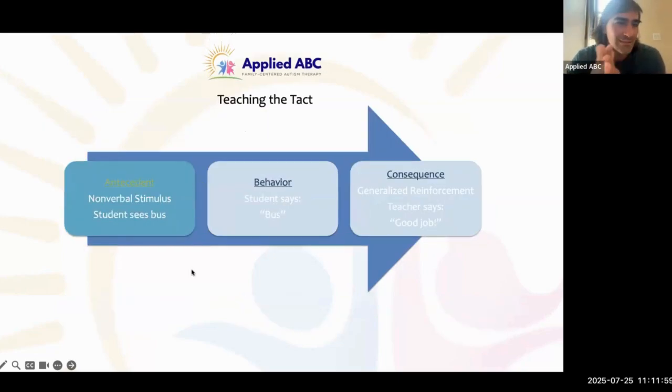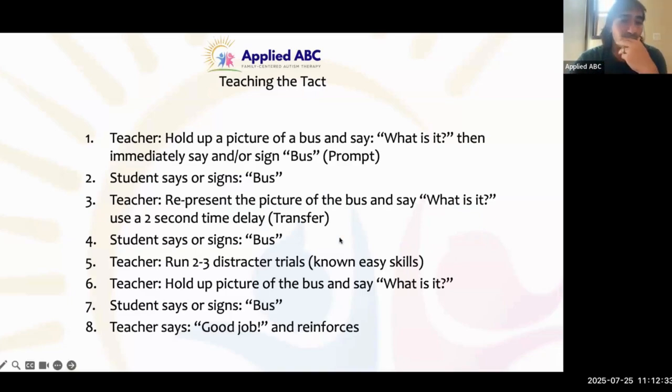Teaching the tact. So again, the nonverbal stimulus is the student sees the bus. Again, we'll often say, "What is that?" They say bus. You say good job, but not just good job. We always like to do behavior specific praise. Yes, that is a bus. You said it was a bus, etc. And generally, we'll have some kind of reinforcer provided as well, like the cookie or whatever it is they like. Just because they're not manding doesn't mean they don't get a physical reinforcer.